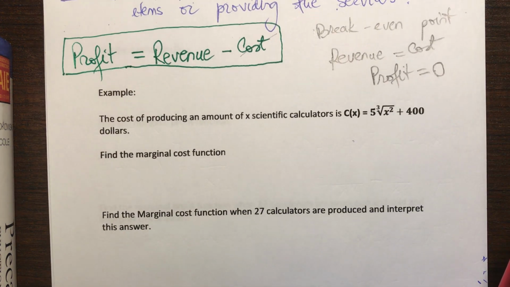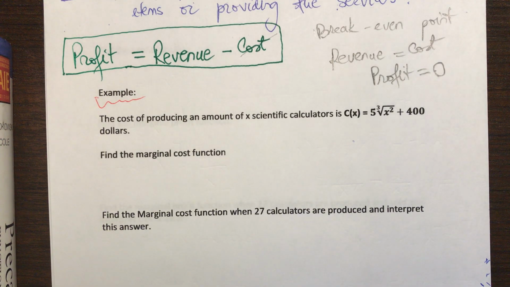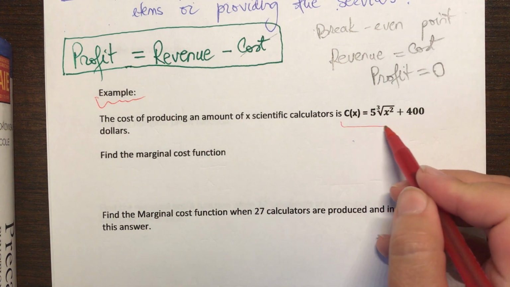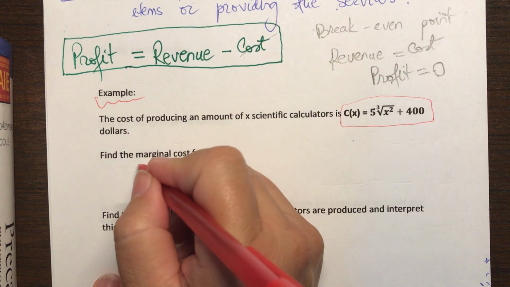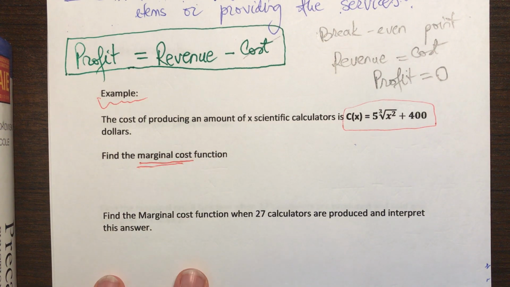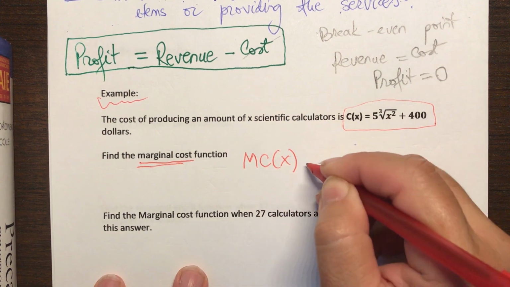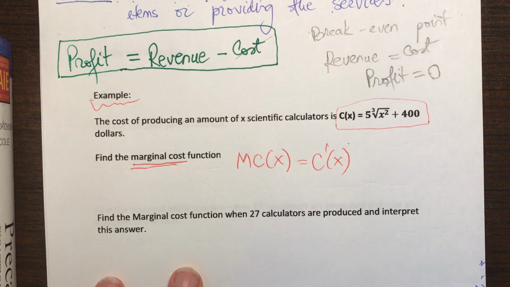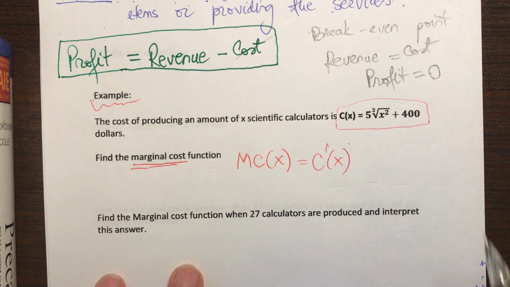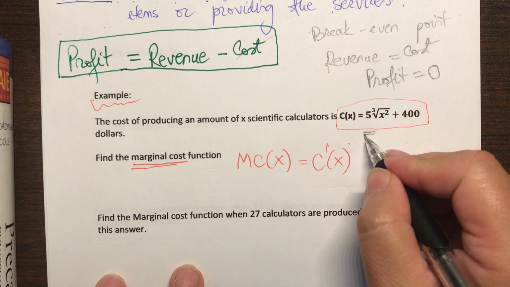Okay, so here's our first example. The cost of producing an amount of x scientific calculators is, so I'm giving you a cost function, okay? It says to find the marginal cost. So what does it mean to find the marginal cost? We write MC for marginal cost, but what it really means is the derivative of the cost function. Okay, before I even find this marginal cost, it looks to me like I have to fix up the cost function, right?